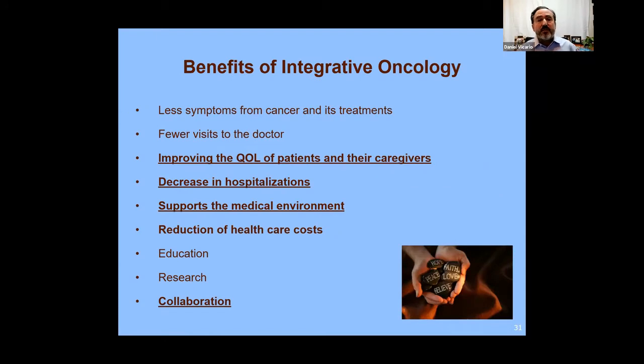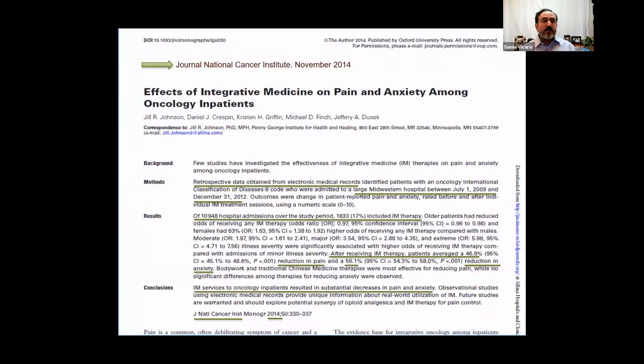So the benefits of integrative oncology: fewer symptoms from cancer and its treatment, fewer visits to the doctor, improving the quality of life of patients and their caregivers, decrease in hospitalization, supporting the medical environment, reduction of healthcare costs, education, research, and more importantly, collaboration. It really is about collaboration, and integrative oncology really is working all of us together, especially with all of you naturopathic doctors.